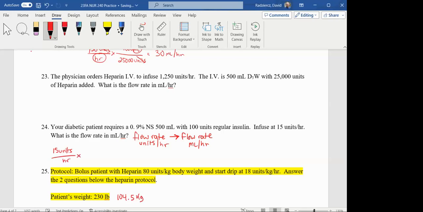And then I need to convert units to milliliters, and I'm going to do so using the IV that they gave me. So I have normal saline, 500 milliliters, 100 units regular insulin. So 100 goes here, 500 goes here. And then I'm just going to run that calculation. So I do 500 times 15 divided by 100, and I'm going to get 75 milliliters per hour.